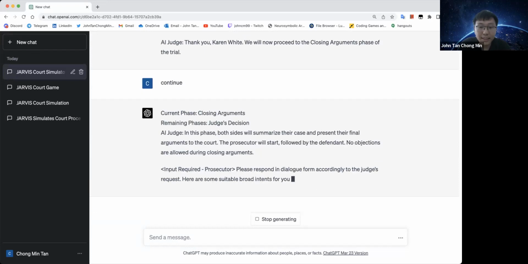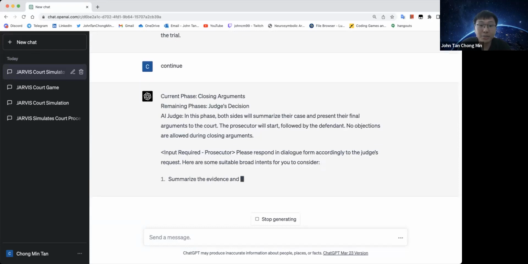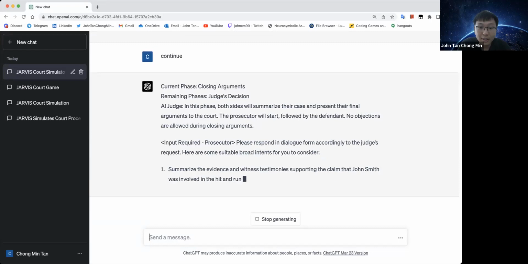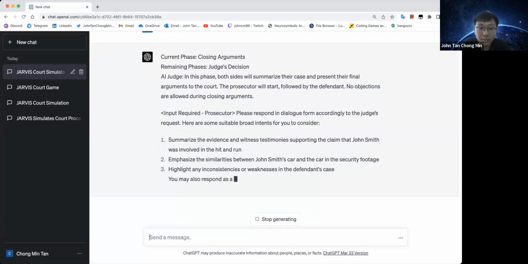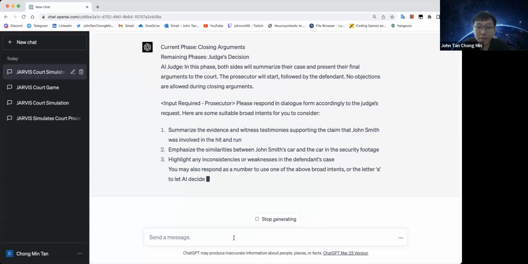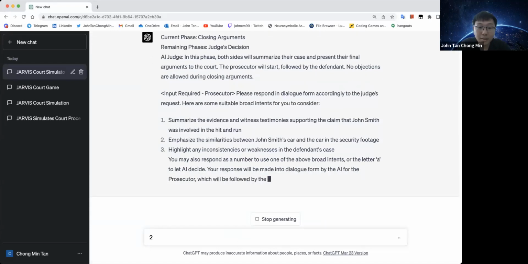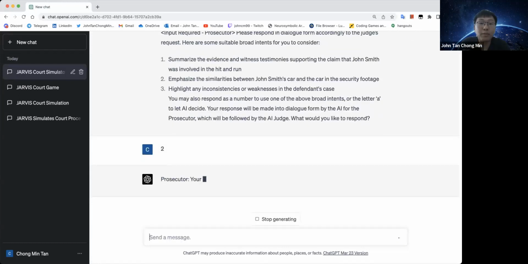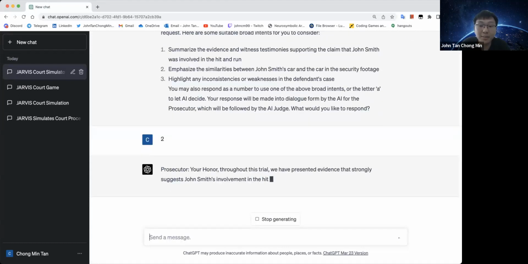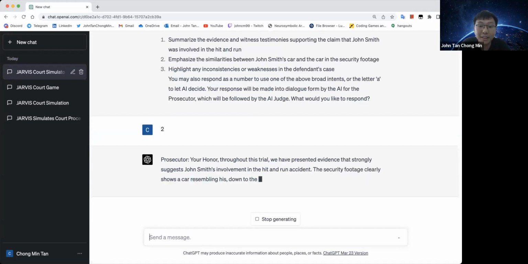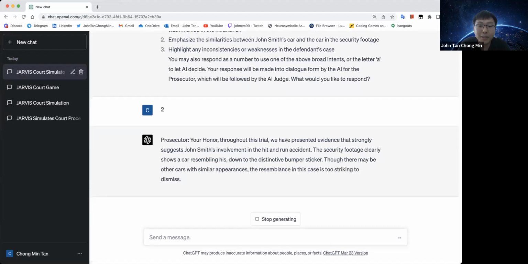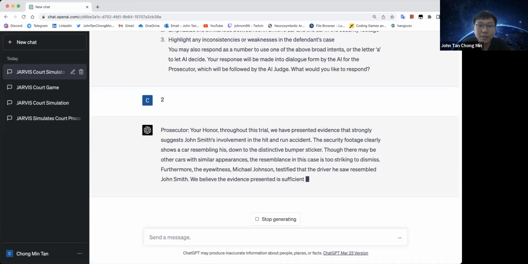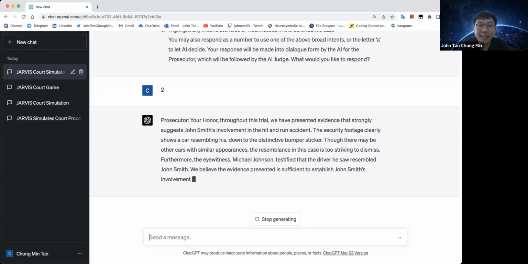So I guess I'll just emphasize that the car is similar. Yeah, I'll do number 2, the similarities here, although number 1 is fine also, where I can summarize the evidence. So I'll do 2. I'll emphasize the similarities with John Smith's car because I think the car is the key evidence here. But again, the bumper sticker could be replicated by other cars easily also.